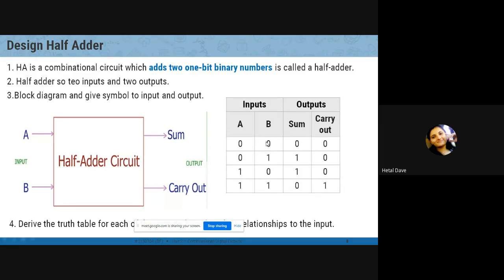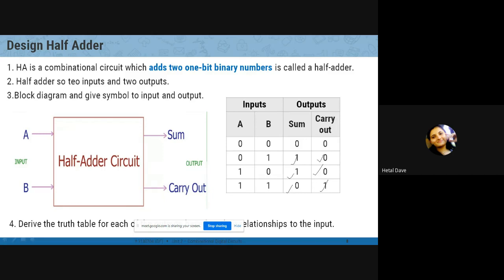So 0 0: sum is 0, carry 0. Next is 0 1: sum is 1, carry is 0. 1 0: sum is 1, carry is 0. 1 1: sum is 0, carry is 1. So this is the truth table.